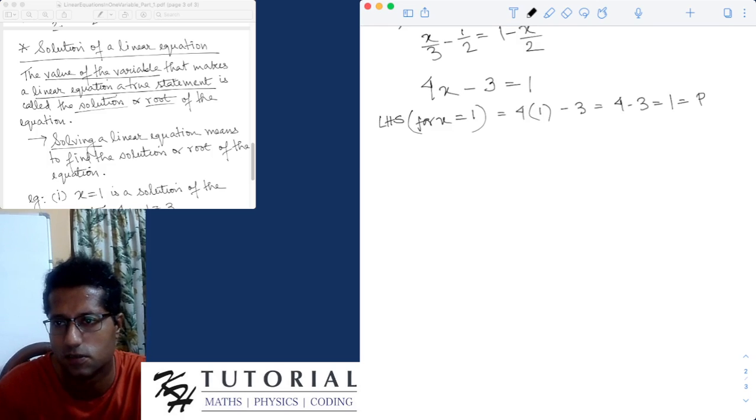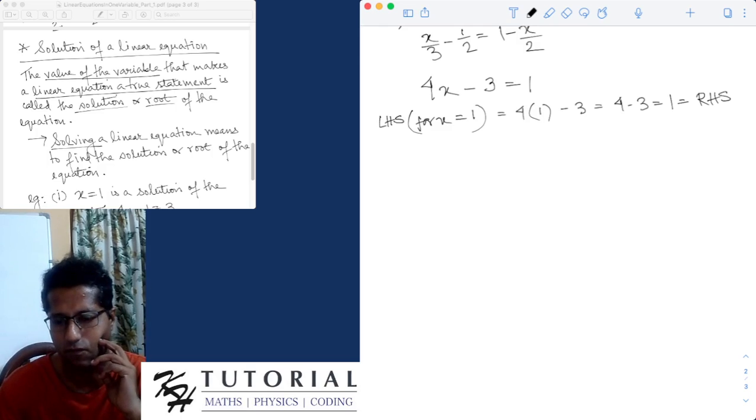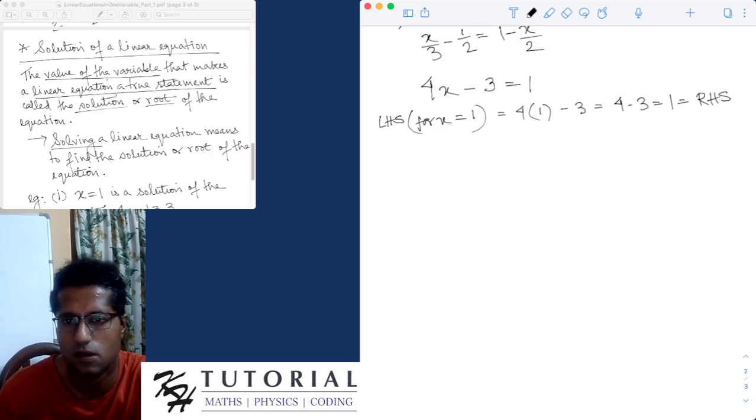equal to RHS. So we see that when we put the value of x in the equation 4x minus 3 equals 1, that equation is coming to be a true statement. What is meant by the equation being a true statement? It means simply that the value of the LHS is equal to the value of the RHS. So by putting x equals 1, we see that LHS equals 1 and also the RHS is given as 1.